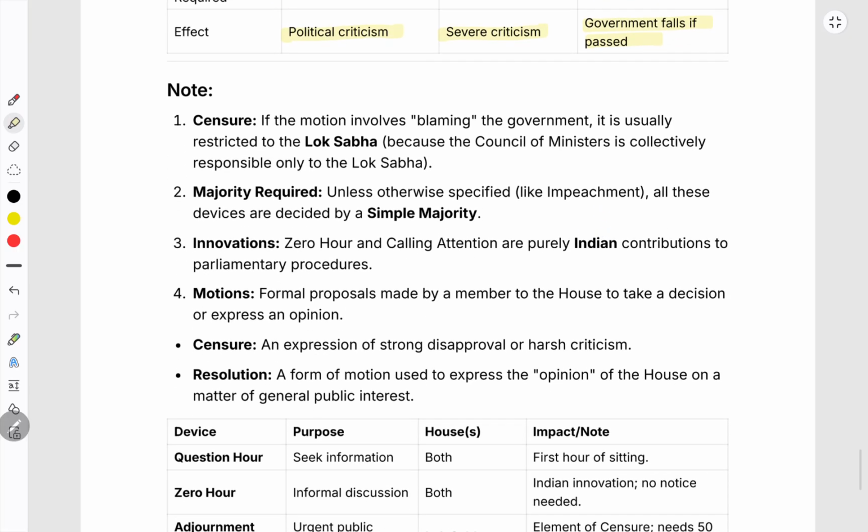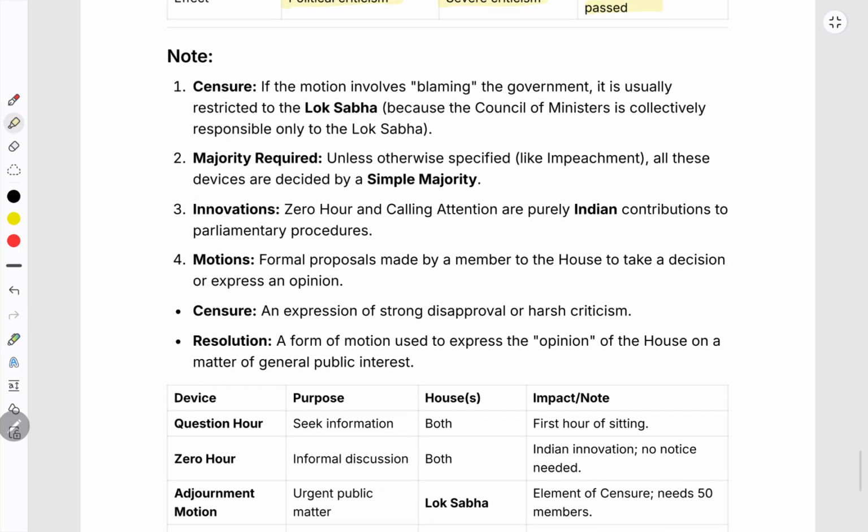Right? So let's see some important pointers. So censure, if the motion involves blaming the government, it is usually restricted to Lok Sabha. Why? Because the council of ministers is collectively responsible only to the Lok Sabha. Okay, so censure related motions are restricted to Lok Sabha. Then for all these parliamentary procedures and devices we discussed, the majority required here is simple majority. Okay, so unless otherwise specified like impeachment, all these devices are decided by simple majority.